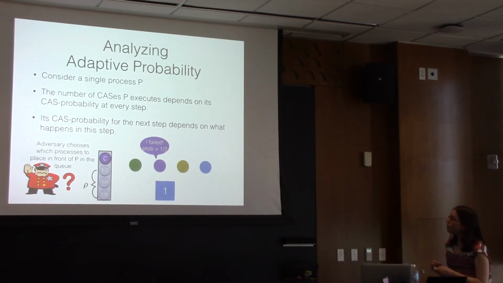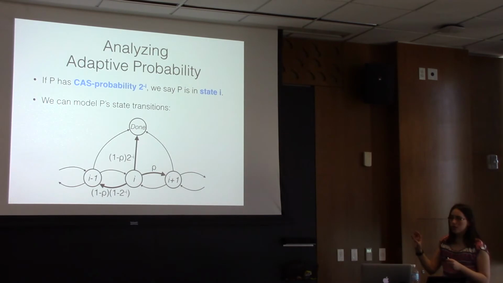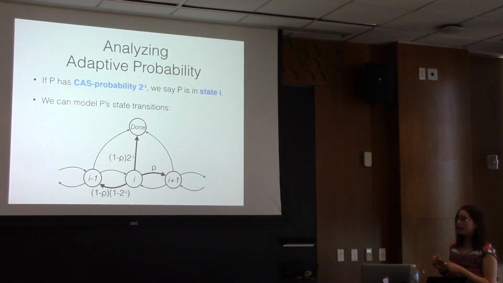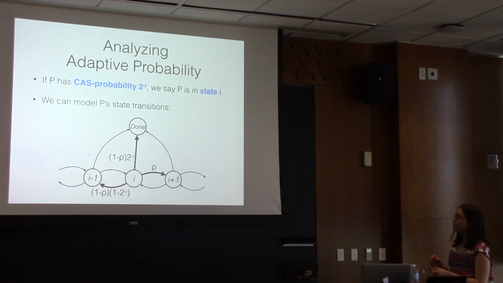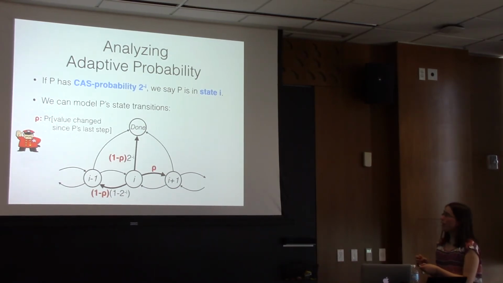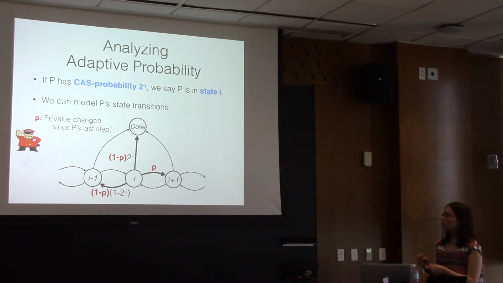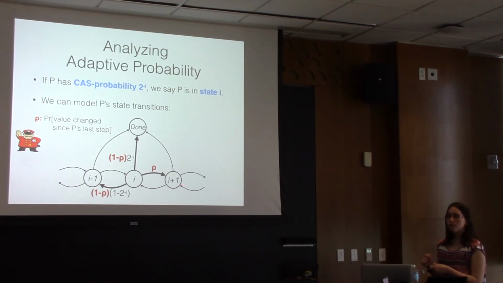All right. Okay, so now we can model P's progression through the execution as this state transition system. Basically we're going to give P states. It's in state i if its probability is 2 to the minus i. And we can dissect what this state transition system means. This rho over here is the weight that the adversary can put in front of the process. So if it puts enough weight, so if the value has changed, which is with probability rho, then regardless of what the result of P's coin flip is, it will go to the right. Its probability will decrease.